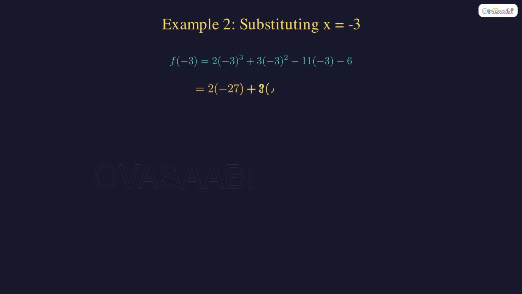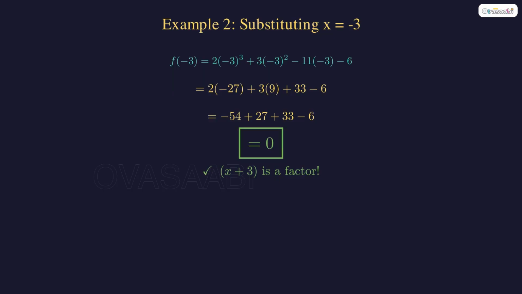f of negative 3 equals 2 times negative 27, plus 3 times 9, minus 11 times negative 3, minus 6. That's negative 54 plus 27 plus 33 minus 6, which equals 0. Since f of negative 3 is 0, x plus 3 is indeed a factor.